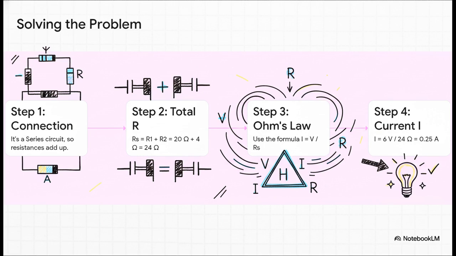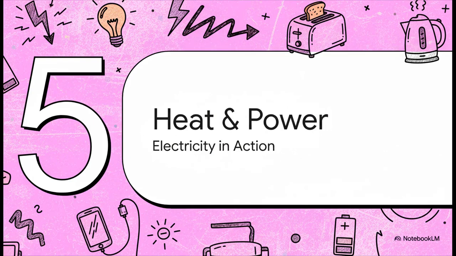We know V equals IR, so I equals V by R. The voltage is 6 volts. The total resistance is 24 ohms. So 6 divided by 24 gives us 0.25 amps. See? So easy. Shabash. Well done. Fantastic. We are almost at the finish line.